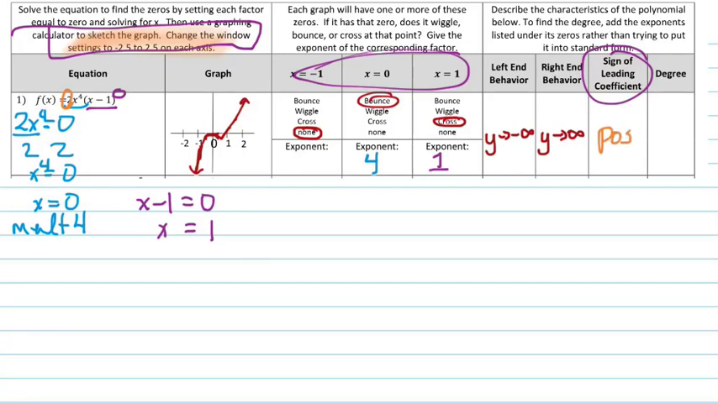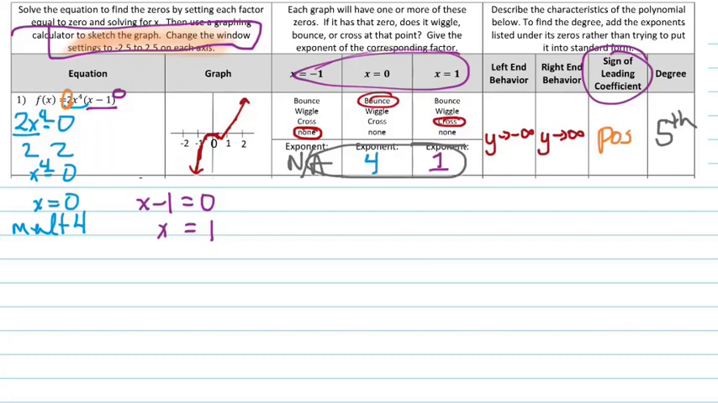The degree is going to be created by adding all of your exponents. And so this one was not applicable because there wasn't one there. 4 plus 1, and so that means we have a 5th degree. And this is what you'll be doing throughout the entire assignment. I'm going to do one more with you.